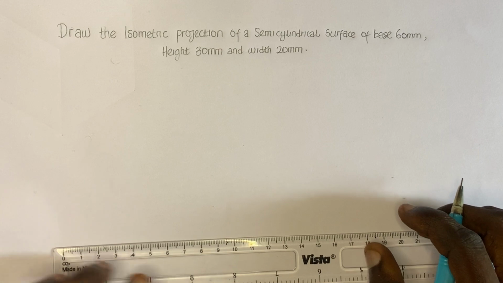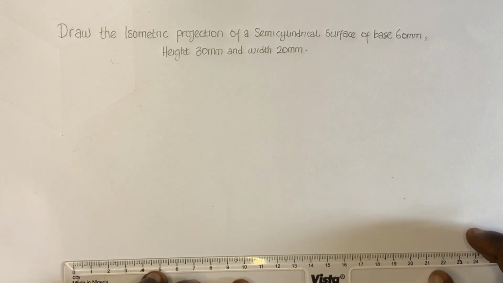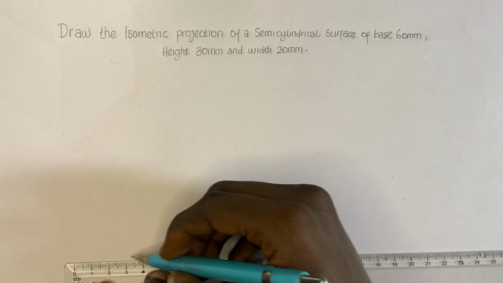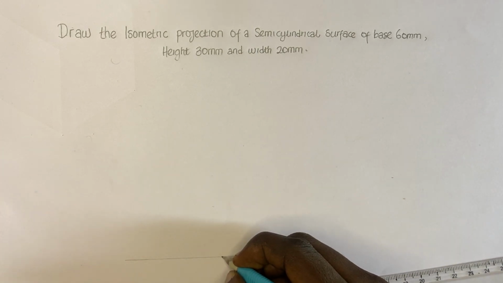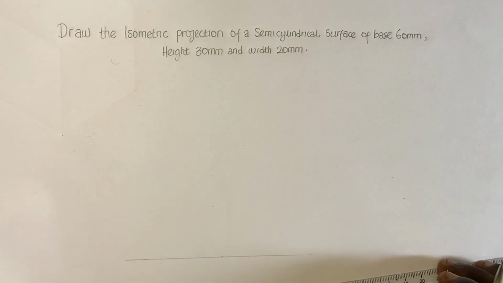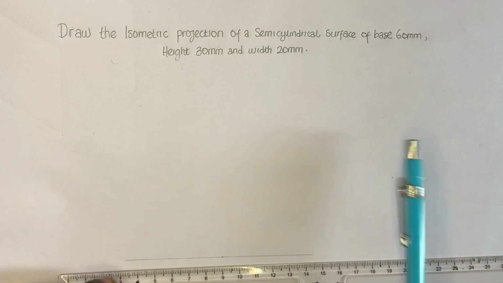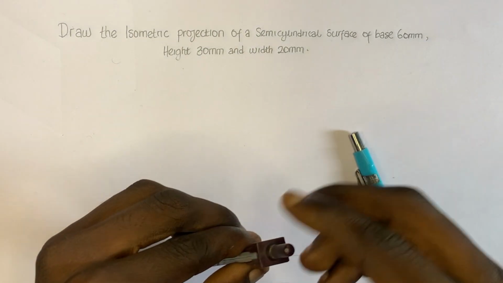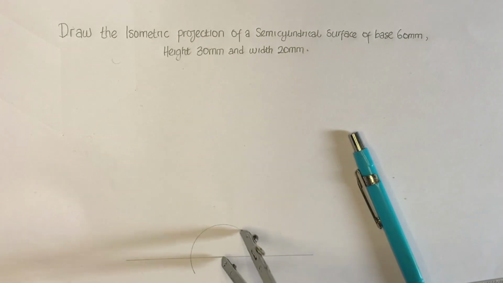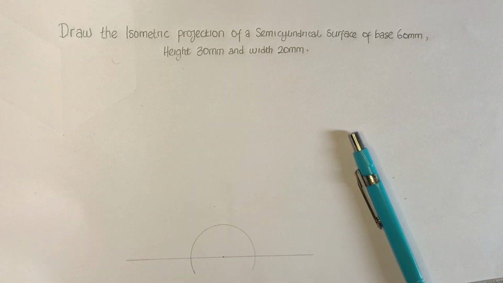Okay, so let's draw our baseline. Since we know we are drawing an isometric drawing, we draw a baseline upon which all our construction will be based. We take any point to be your center, then let's construct an angle of 90 degrees. So we draw a semicircle here with any radius of your choice.